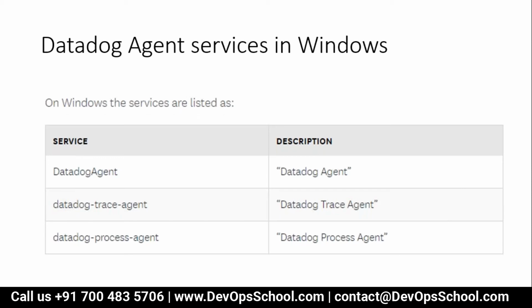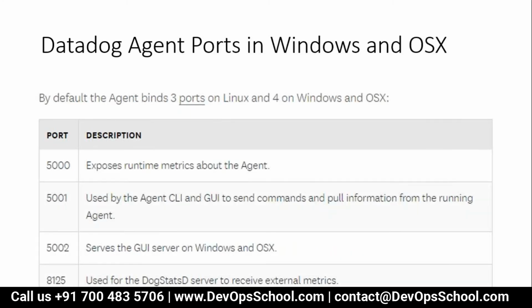Now the question is how the Datadog agent services are named in Windows. You see services named Datadog Agent, Datadog Trace Agent, Datadog Process Agent. These are the services you will see on a Windows machine. Which other ports are being used in Windows and OS X? Port 5000 exposes runtime metrics about the agent, 5001 is used by the agent CLI and GUI to send commands and pull information from the running agent, 5002 is for the GUI, and 8125 is for UDP to send DogStatsD information to DogStatsD.